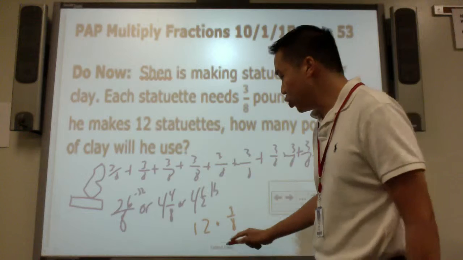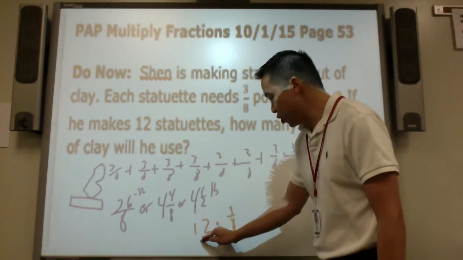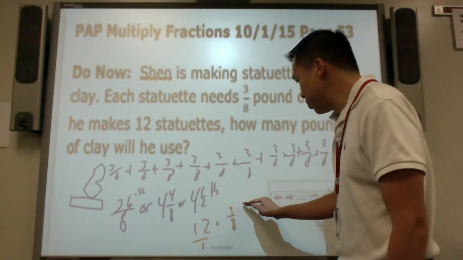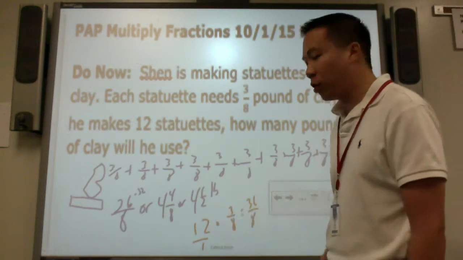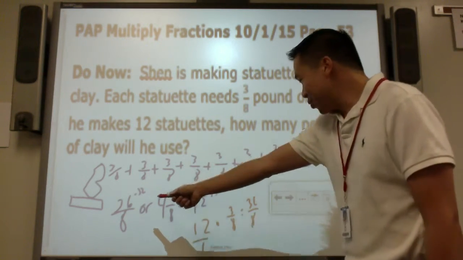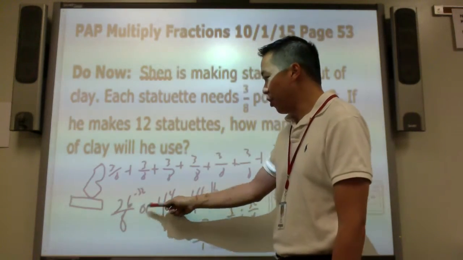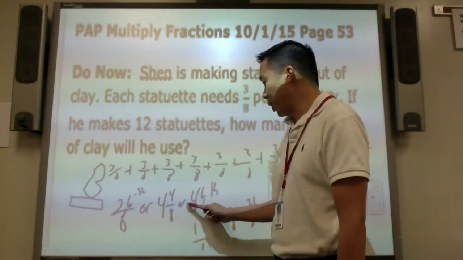Let's turn 12 into an improper fraction. Let's put a 1 underneath it. So 12 times 3 is 36. 1 times 8 is 8. You multiply across. Hey, same thing as this one. How many groups of 8 go in 36? 4 groups. 4 and 4/8, or 4.5.